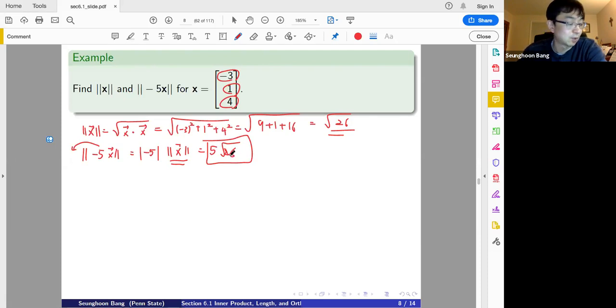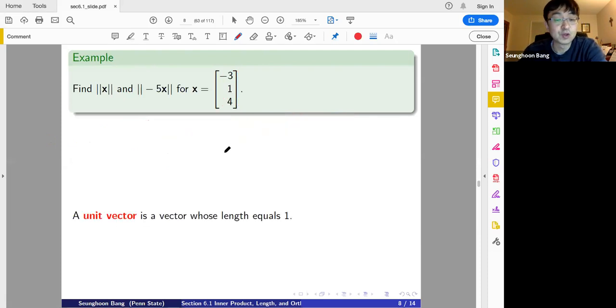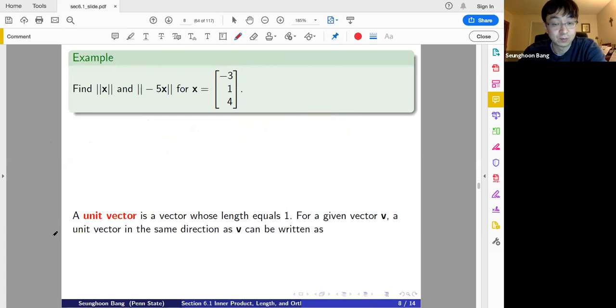Solving these two problems. A unit vector is a vector whose length equals 1. We call it a unit vector. So for a given vector v, a unit vector in the same direction as v can be written like this: v over the norm of v. So why is this a unit vector?